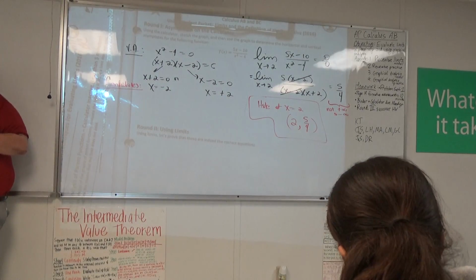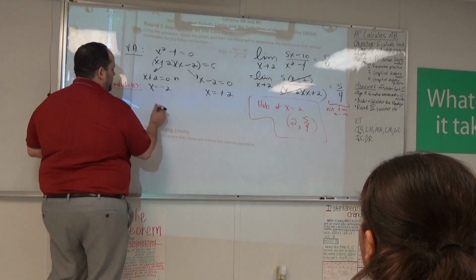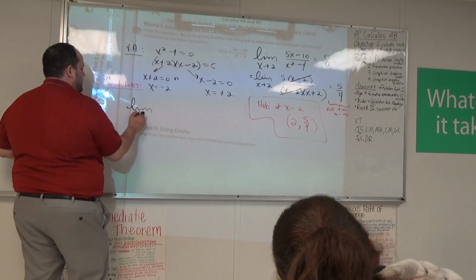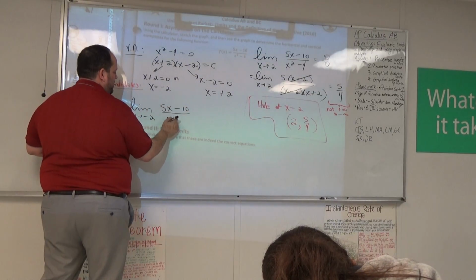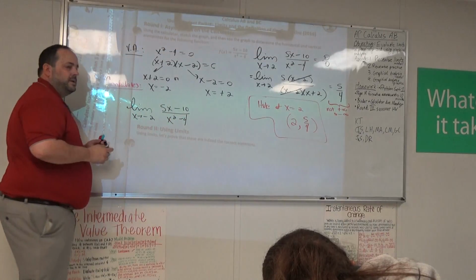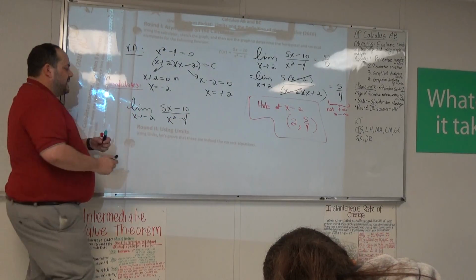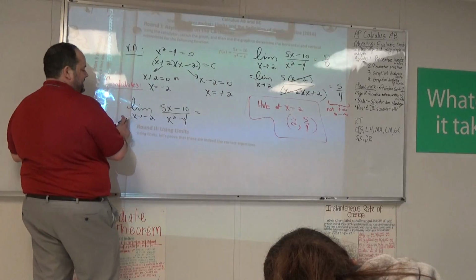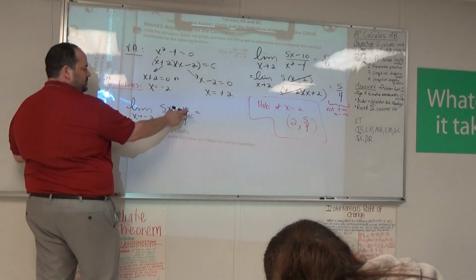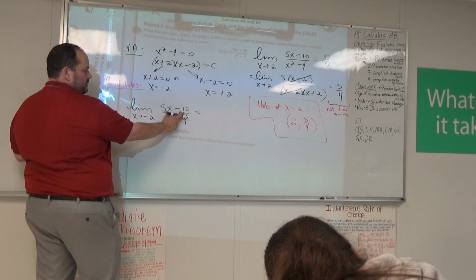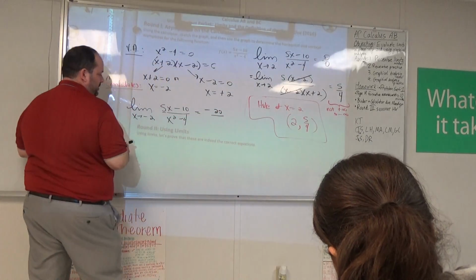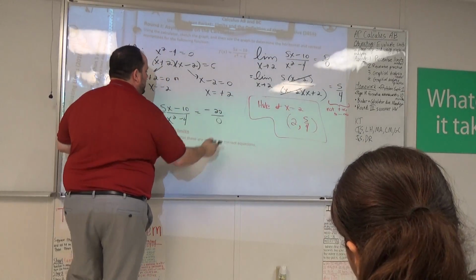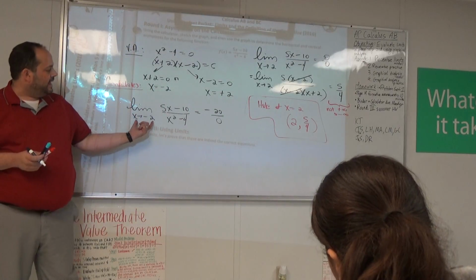There is a vertical asymptote. What we're going to do is take the limit as x approaches negative 2 of 5x minus 10 over x squared minus 4. And if I try evaluating, as x gets closer to negative 2, what happens in the numerator? You're going to get negative 20, and in the denominator? 0. Now here's where you need to be careful.